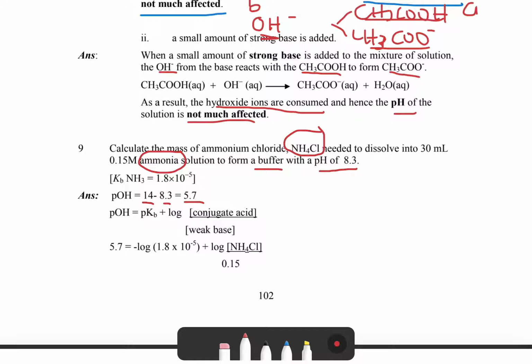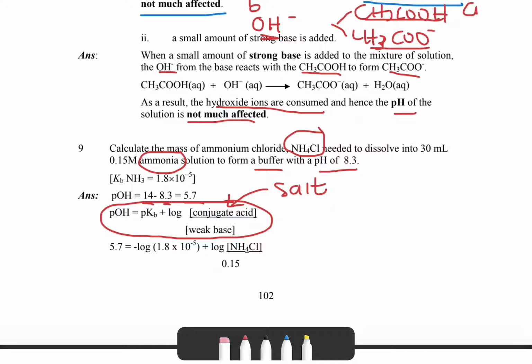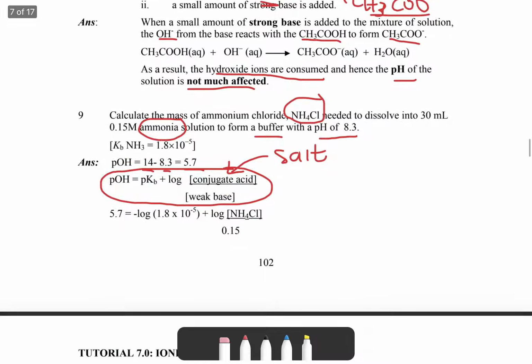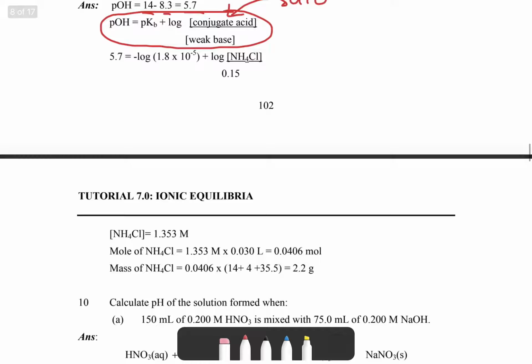And then kita guna Henderson-Hasselbalch punya equations to find the concentrations. Yang ini conjugate acid ataupun salt. Okay, basically the conjugate acid punya concentration sama dengan concentrations of the salt. Okay, so from the Henderson-Hasselbalch kita akan dapat concentrations of ammonium chloride is 1.353. So dapat concentrations, dapat molarity.